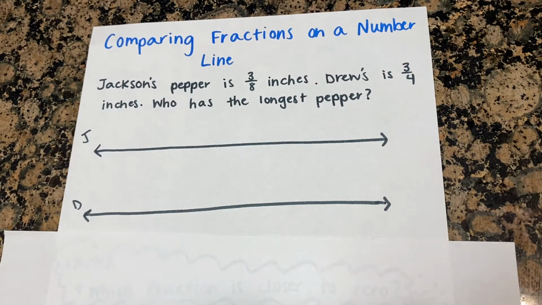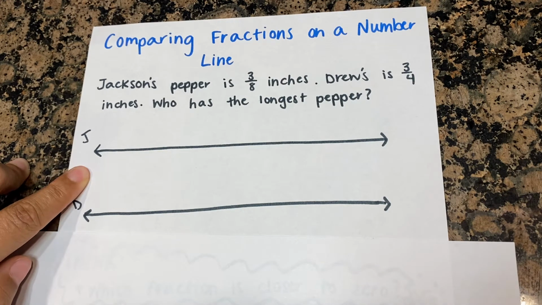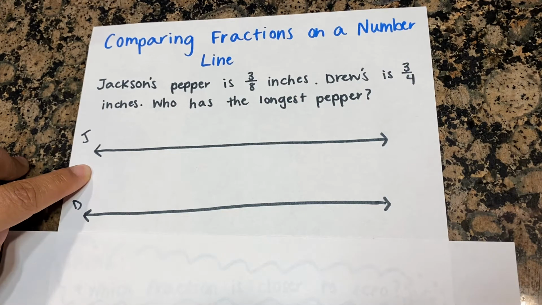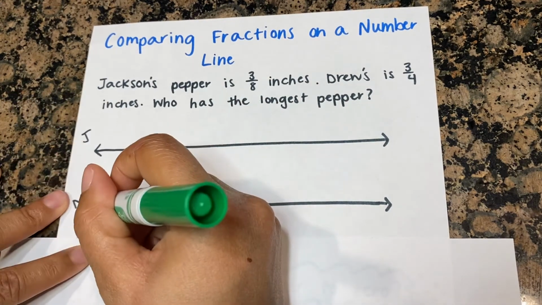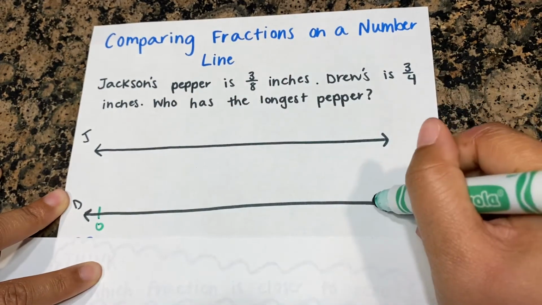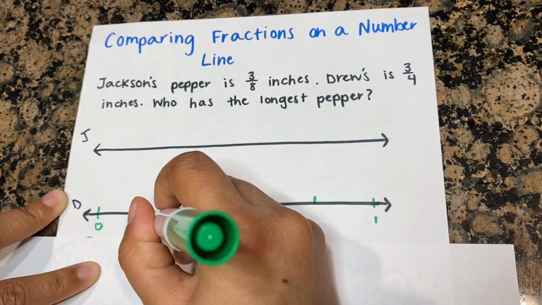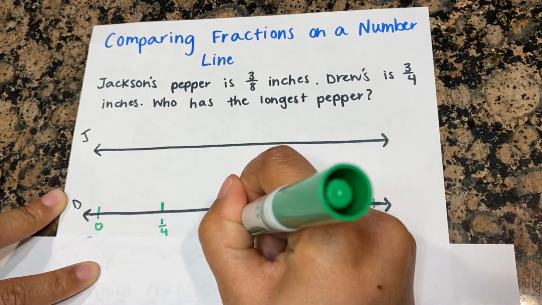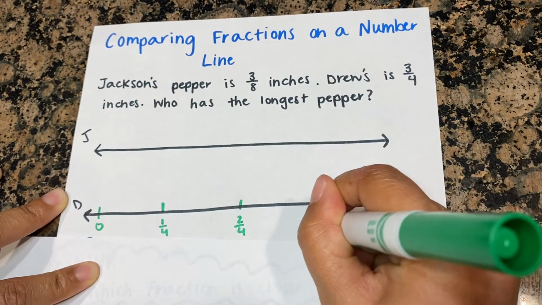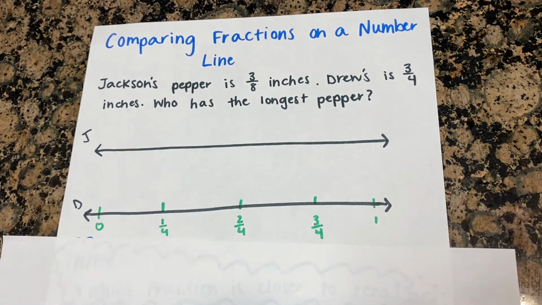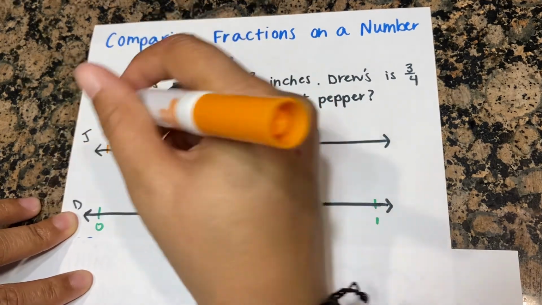That's right. I heard you say that you represented by drawing two number lines. You partitioned the first line into fourths, because that was Drew's pepper. So here's 0, 1. So we have 1/4, 2/4, and 3/4. And then you said you partitioned the second line into eighths, because Jackson's pepper was 3/8 long.